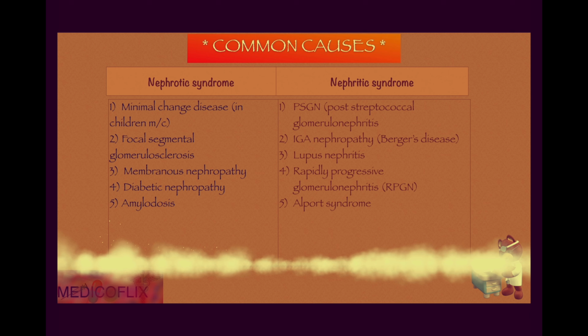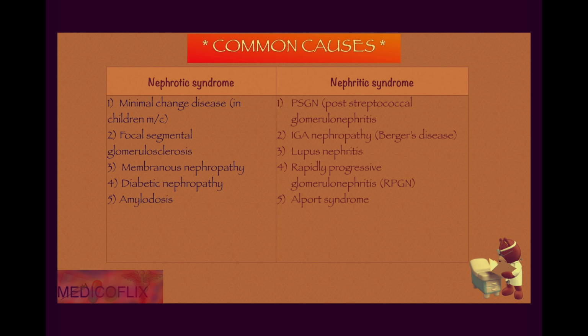The common causes of nephrotic syndrome are minimal change disease, which is most common in children, focal segmental glomerulosclerosis, membranous nephropathy, diabetic nephropathy, amyloidosis. Now let's see the common causes of nephritic syndrome. Post-streptococcal glomerulonephritis, IgA nephropathy, that is Berger's disease, lupus nephritis, rapidly progressive glomerulonephritis, Alport syndrome.